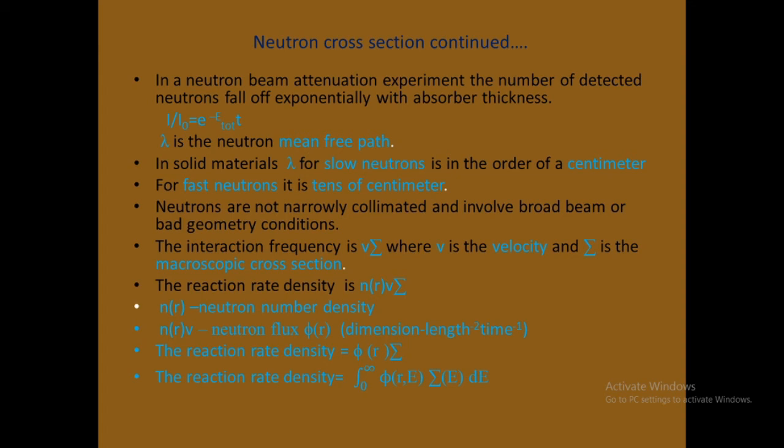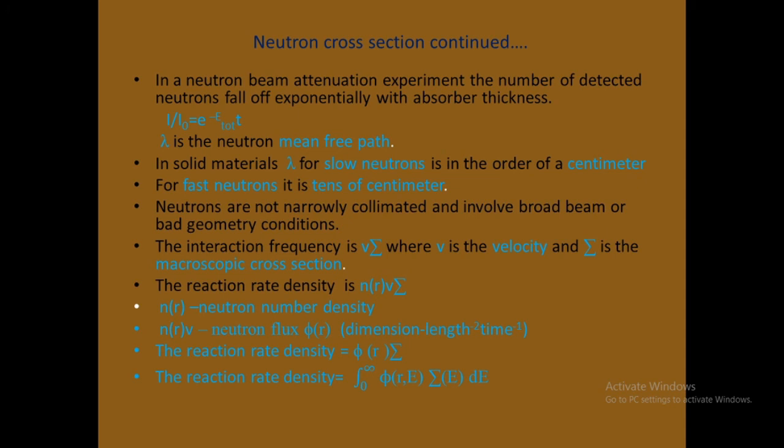When discussing the rate of reactions induced by neutrons, it is convenient to introduce the concept of neutron flux. If we consider neutrons with a single energy or fixed velocity v, the product v into Sigma gives the interaction frequency for the process for which Sigma is the macroscopic cross-section. Reaction rate density, which is the reactions per unit time and volume, is given by n(r) into v Sigma, where n(r) is the neutron number density at the vector position r, and n(r) into v is defined as the neutron flux phi(r), having dimensions of length raised to minus 2, time raised to minus 1. So reaction rate density equals phi(r) into Sigma.